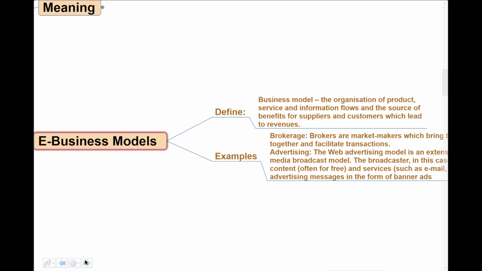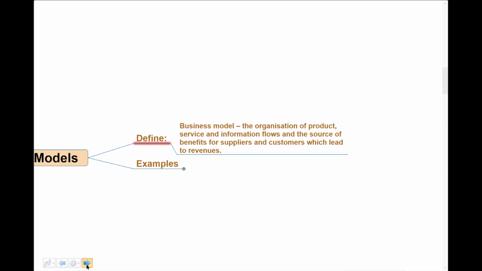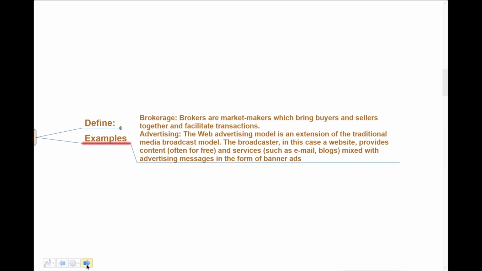Now, obviously, this has changed over time. The internet's had a massive impact. These are just some examples. For example, a brokerage, really market makers. So in the UK, something like Gumtree, which is bringing buyers and sellers together, or perhaps a car website where you can register, buy a car, or interact with the seller. The other side might be something like advertising, Gmail, etc., services being provided for free with pop-up ads. Those are just two examples.